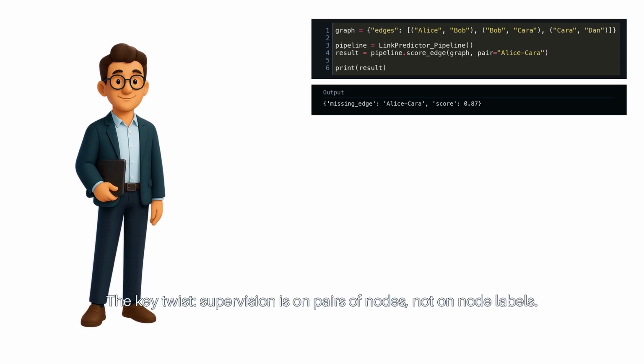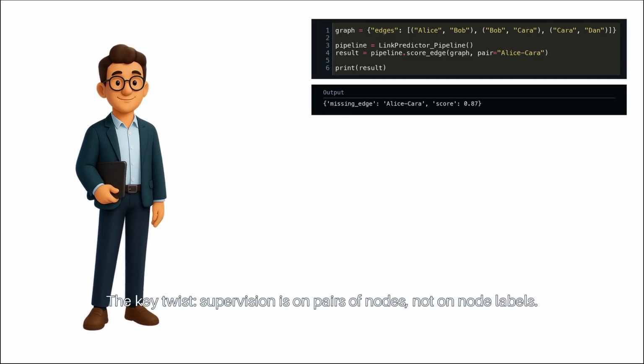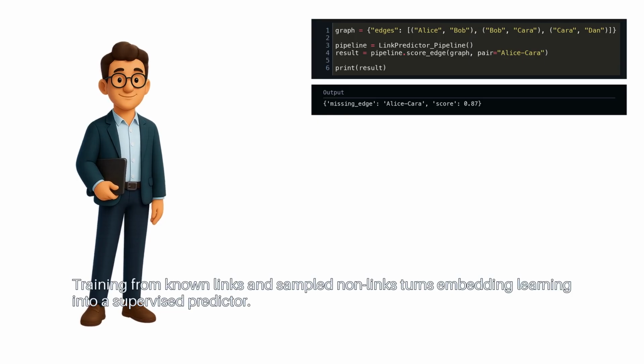The key twist: supervision is on pairs of nodes, not on node labels. Training from known links and sampled non-links turns embedding learning into a supervised predictor.